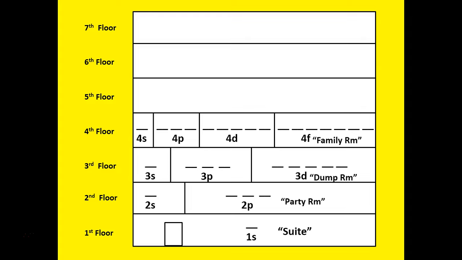I know it's pretty weird so far. These are weird fellows, weird rooms, but we have the suite, which has 1 bunk bed. We have the party room, which has 3 bunk beds. We have the dump room, which has 5 bunk beds. Sorry, I misspoke earlier. And then the family room has 7 bunk beds. So now we have to talk about, as the people arrive, where they would go. According to the rules, you have to fill the bottom floor first.